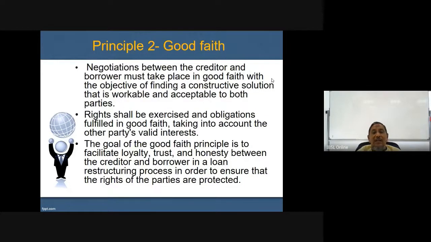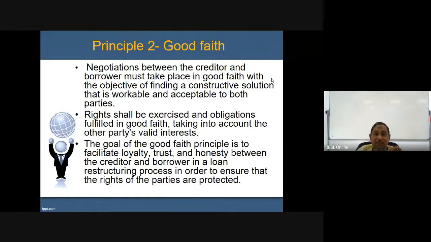Secondly, negotiations between the creditor and the borrower must take place in good faith, with the objective of finding a constructive solution that is workable and acceptable to both parties. Okay? Creditor and borrower must negotiate in good faith. Both parties should aim at finding a constructive solution to the problem, workable and acceptable for both parties.